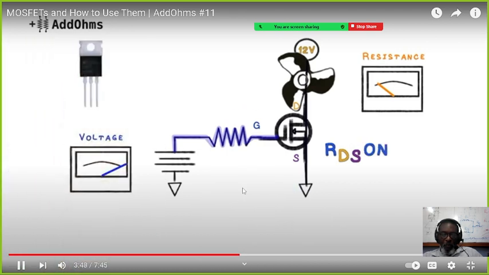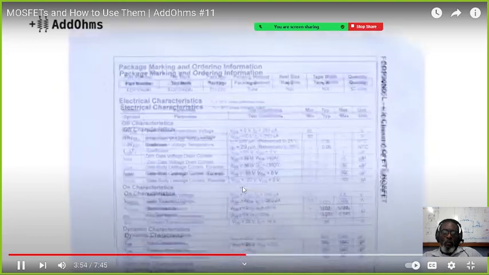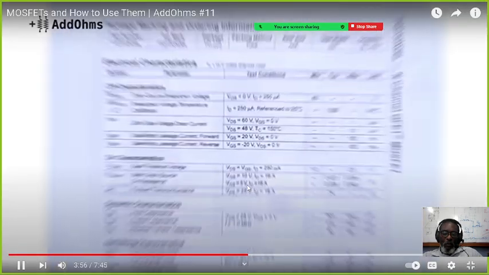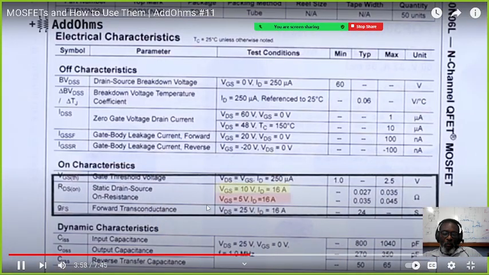For example, this is the FQP30N06L. Let's take a look at its datasheet from Fairchild. We can see that RDS is given when there are two different voltages from gate to source. Alright, we're going to examine this a little bit. Look here, this VGS right here, do you know what this VGS is saying? The voltage between the gate and the source.